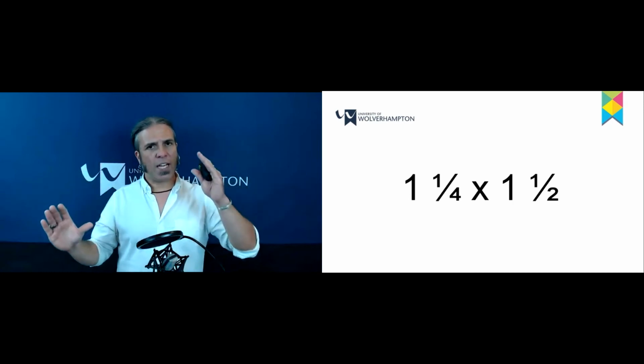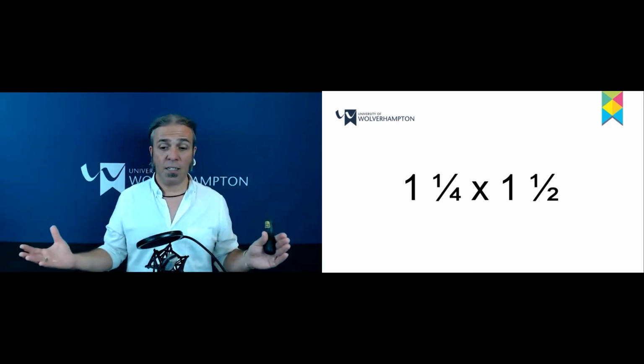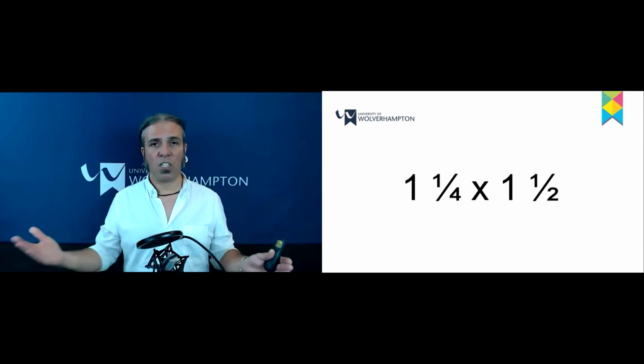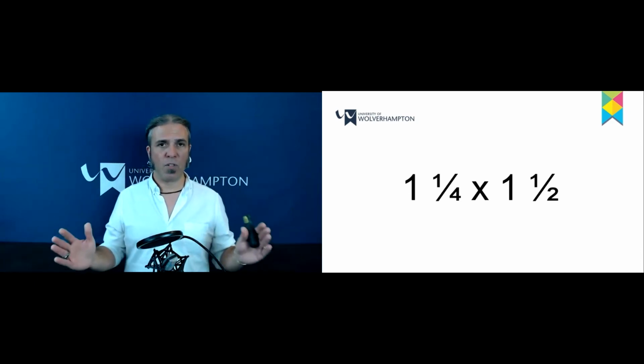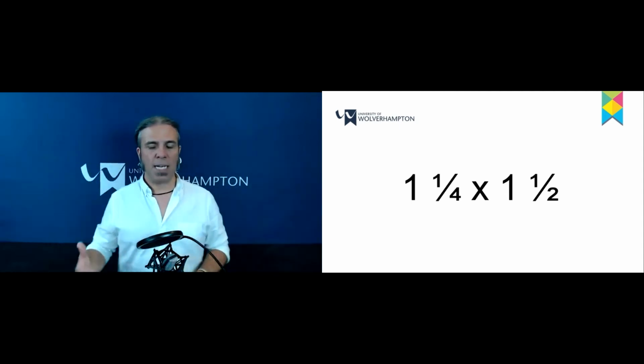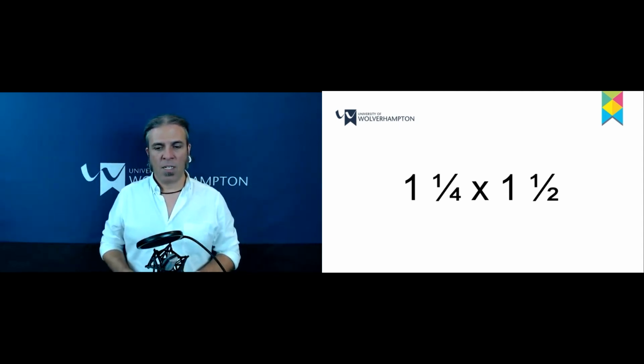On the left-hand side, I've got a denominator of 4. On the right-hand side, I've got a denominator of 2. And we've got some whole numbers. This is why they're called mixed numbers, because we've got a mixture of whole numbers and fractions. So it's important I remember what those denominators are.